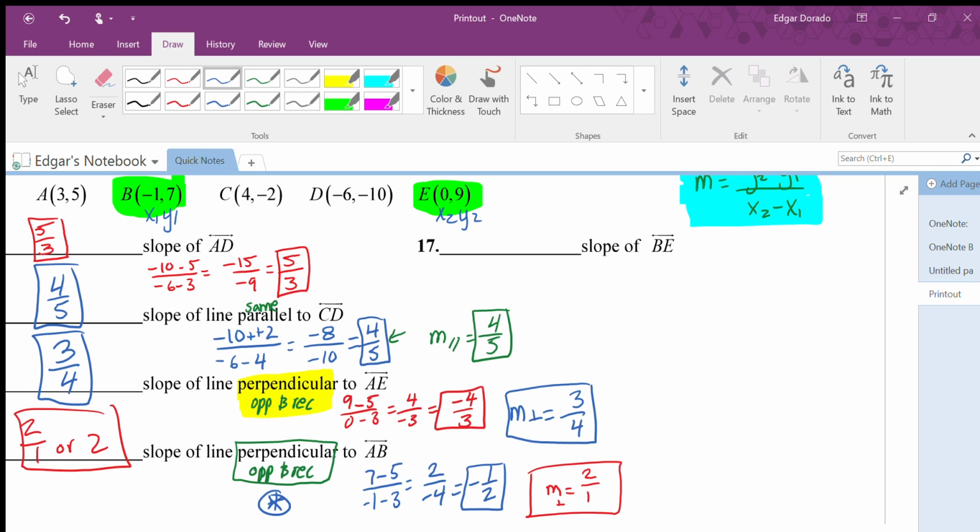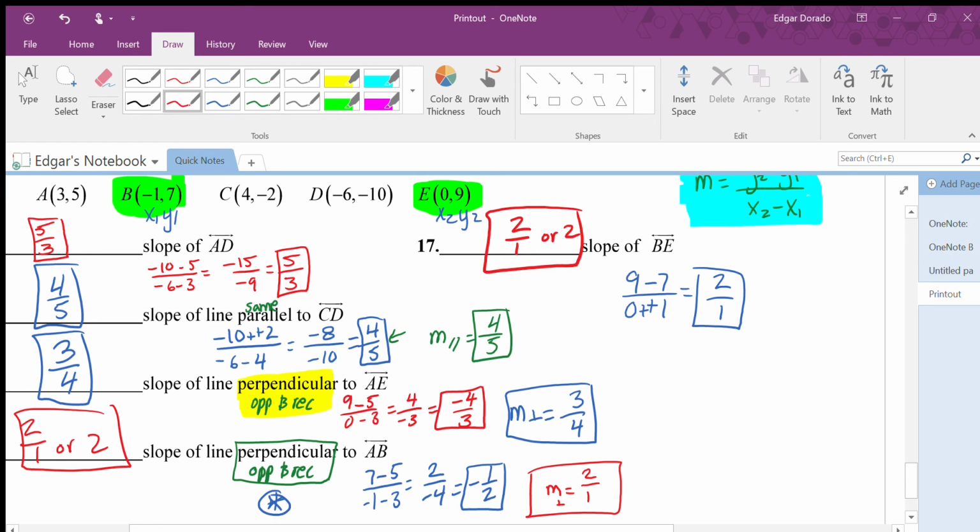x2, y2. So if we do that, I'm going to go ahead and get 9 minus 7 over 0 minus a negative 1. This turns into a positive, obviously, because I have two negatives next to each other. So 9 minus 7 is 2. 0 plus 1 is just 1. So my slope here is 2 over 1. Or if you wrote it, it's just 2. Either of those two is correct.